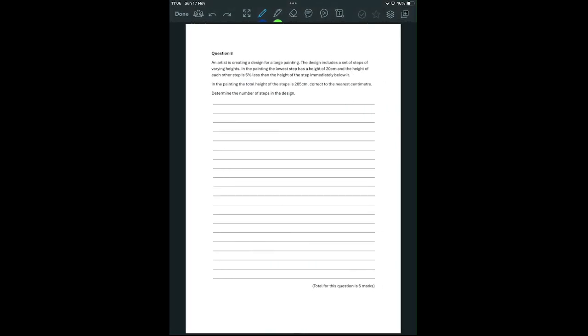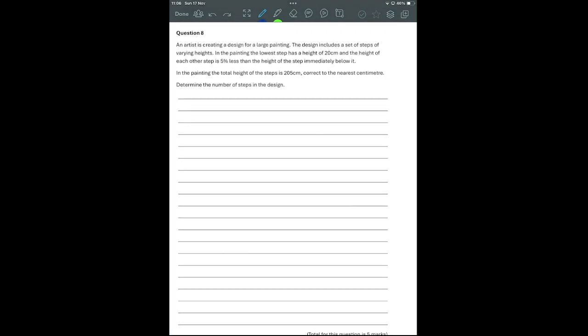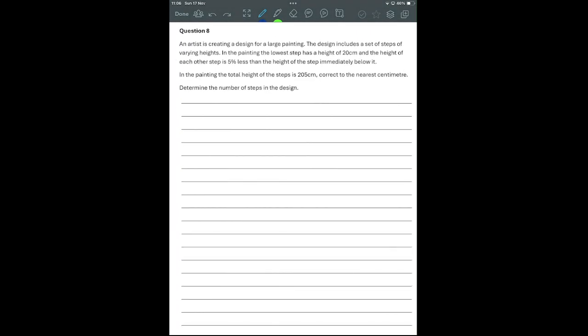Question 8. A paragraph of text. An artist is creating a design for a painting. It includes a set of stairs of varying heights. In the painting, the lowest step is 20 and the height of each other step is 5% less. Quite important to notice that our steps are getting smaller. If in the painting the total height is 205, how many steps?